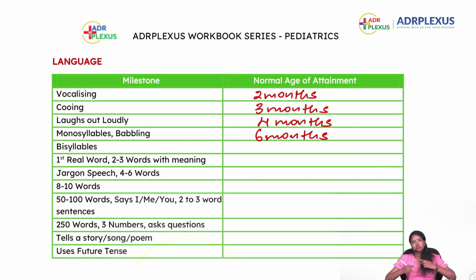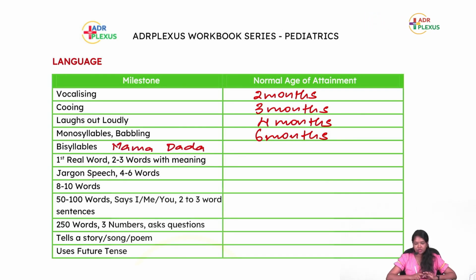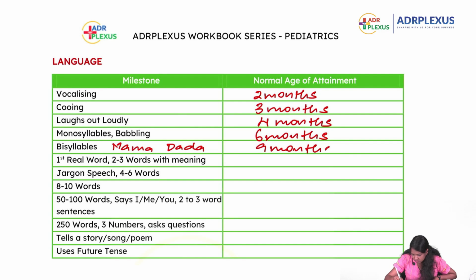Just keep on adding 2 to 3 months to everything. So 6 months is ma, ba, da. Bisyllables means 2 syllables together. Mama, dada. This is bisyllable. When will a baby start speaking bisyllables? Bisyllables come by 9 months.